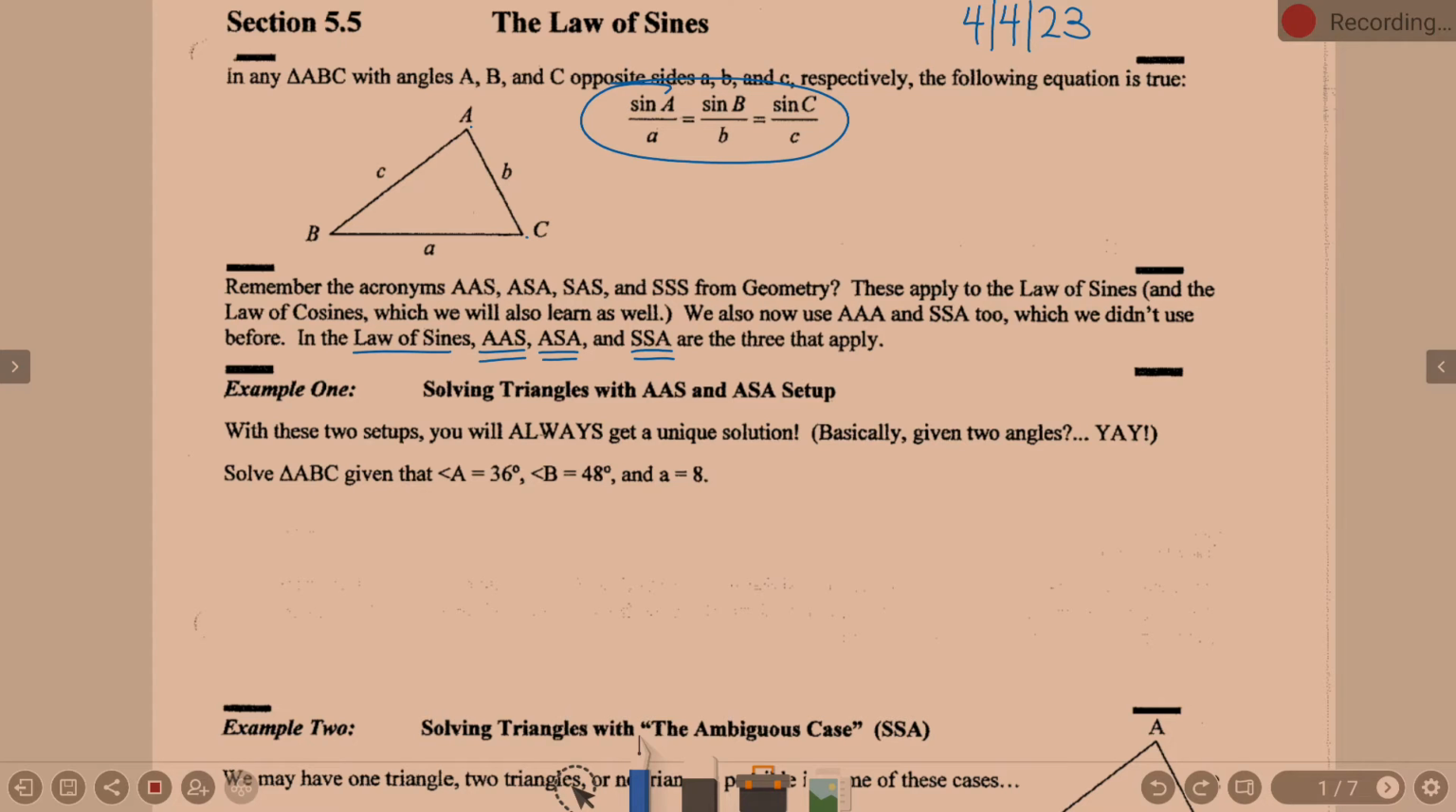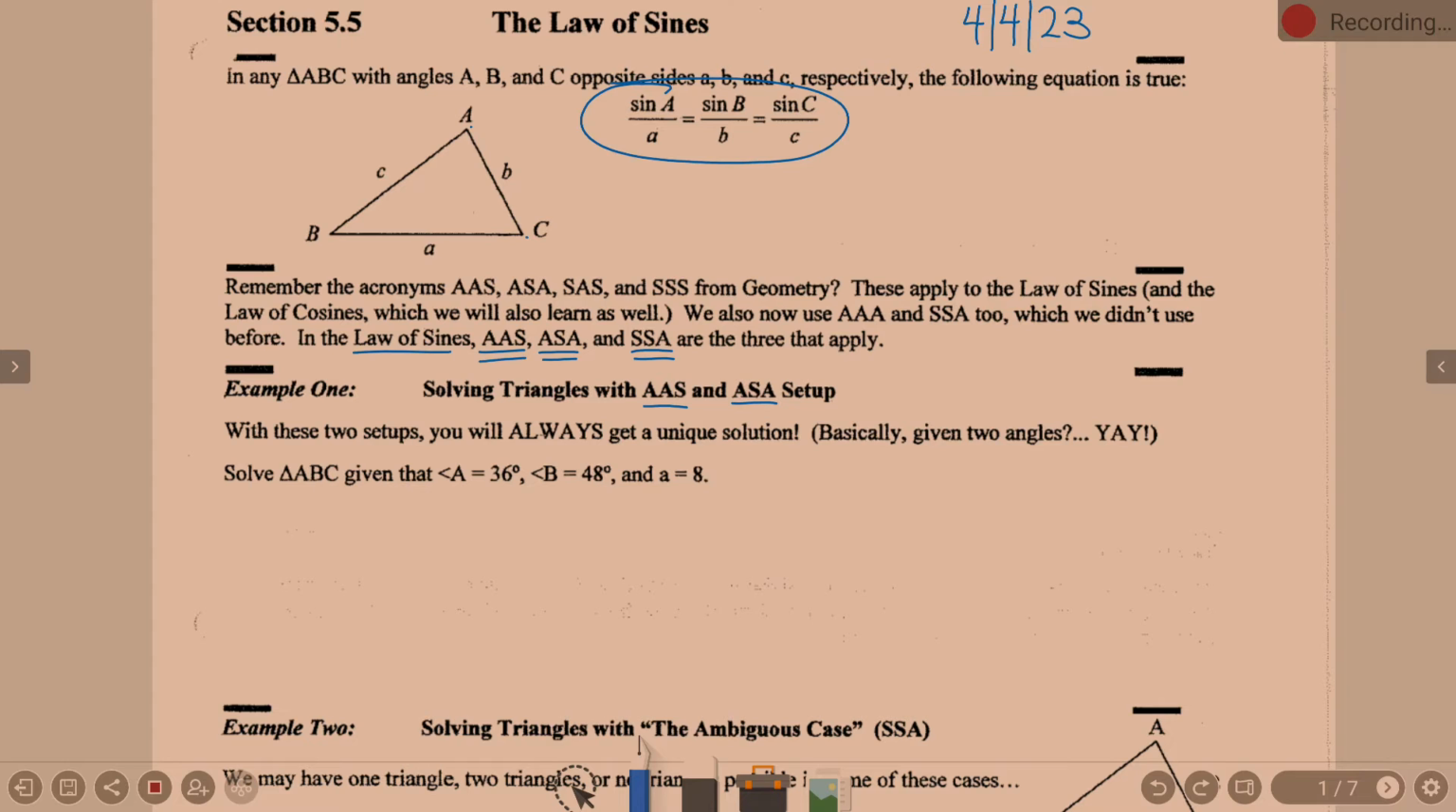So we're going to go through the different options. First one we're going to look at is solving triangles with either the angle, angle, side setup or the angle, side, angle setup. With these 2 setups, there's always one unique solution. We're going to run into cases where there's no solution, and cases where there might be multiple solutions. But right now, with angle, angle, side or angle, side, angle, there's one unique solution. Basically, as long as you're given 2 angles, there's one unique solution.